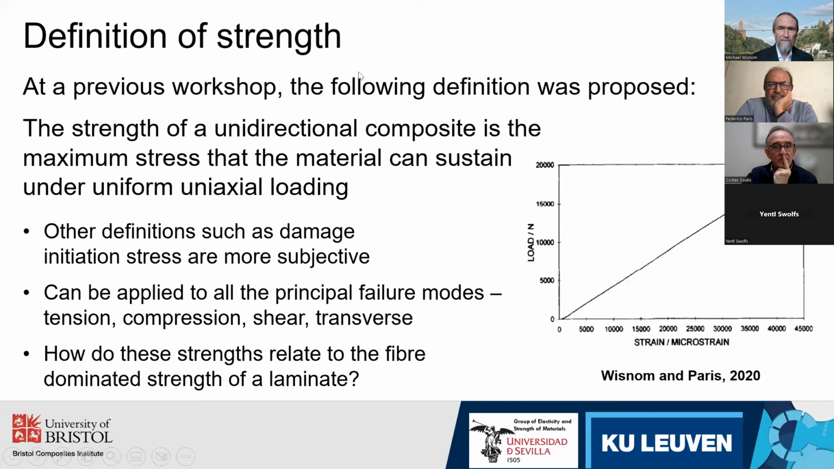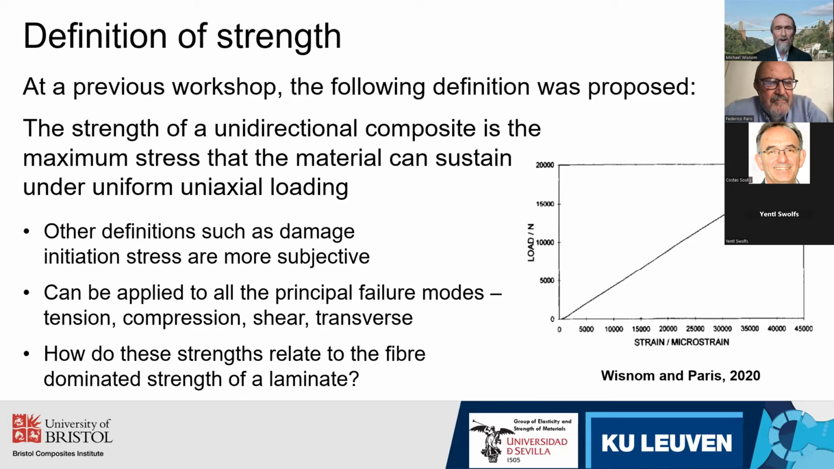This definition was thought to be the least ambiguous definition, because if you look at first damage or other factors, it's much more subjective and can depend on how you actually monitor the damage. Whereas the maximum stress is the most uniform that we can get and is probably the most relevant parameter. And this can be applied to all the principal failure modes.